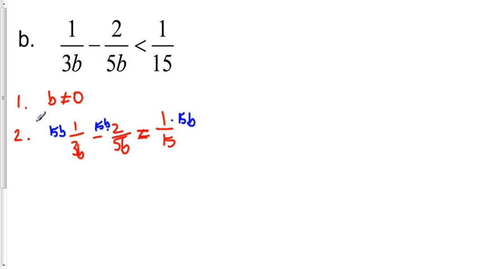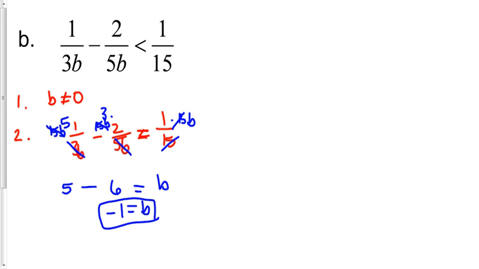Okay, so 15b divided by 3b gives me 5. 5 times 1 is 5. Minus 5b goes into 15b 3 times. The b's are going to cancel out, and I get 3 times 2 or 6. Equals, here the 15s will cancel out, and I'll have a 1b, or just b. So we actually get our solution very quickly here. 5 minus 6 is -1. -1 equals b.